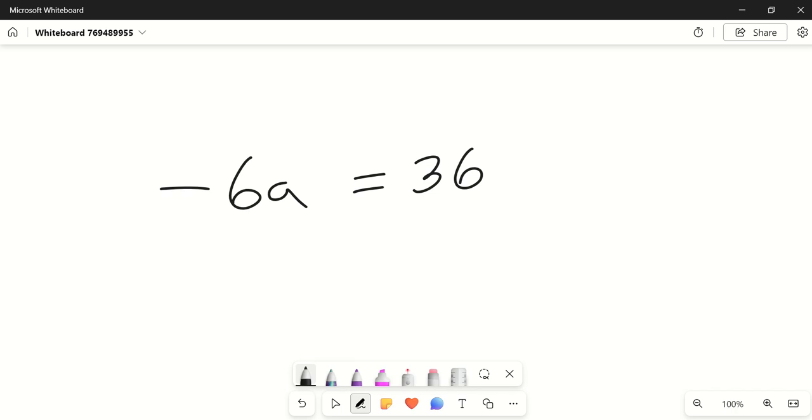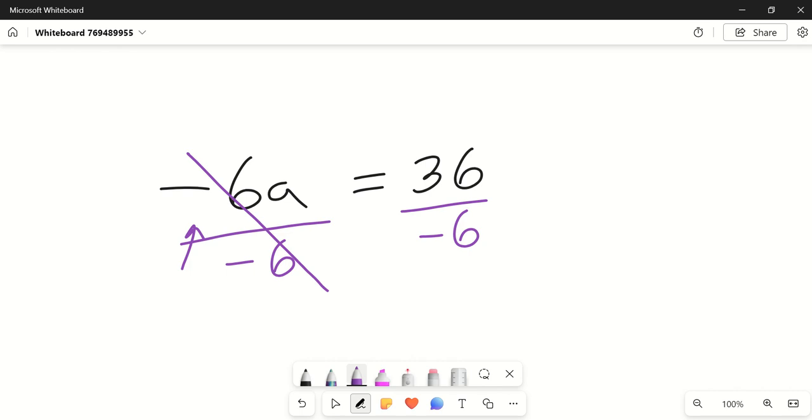Not by 6. Okay, so remember, this is negative 6a. So I have to divide them both by the same number. So I'm going to divide both sides by negative 6. That will cross out, so a will be by itself. But then I have 36 divided by negative 6, and I put the emphasis on the negative.